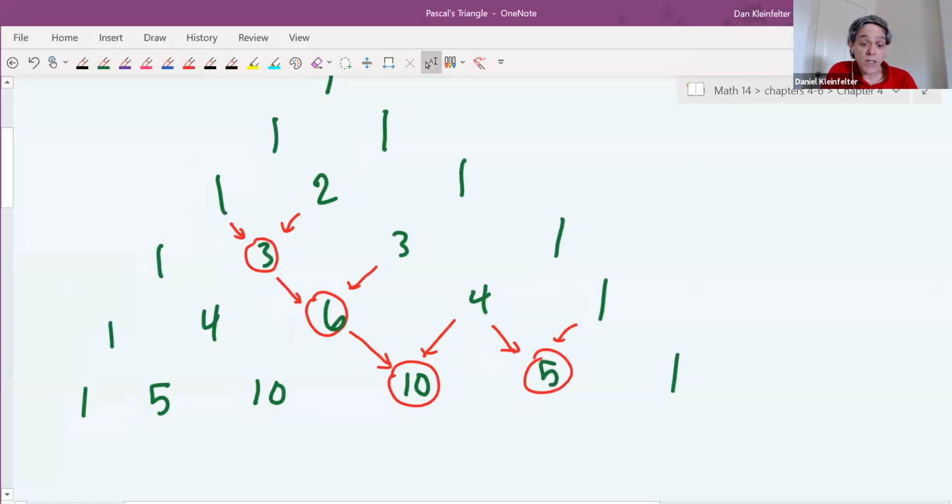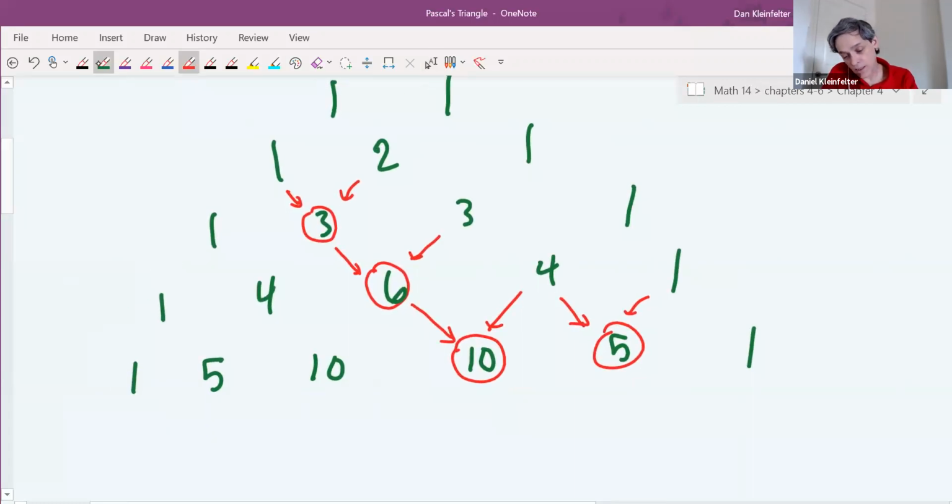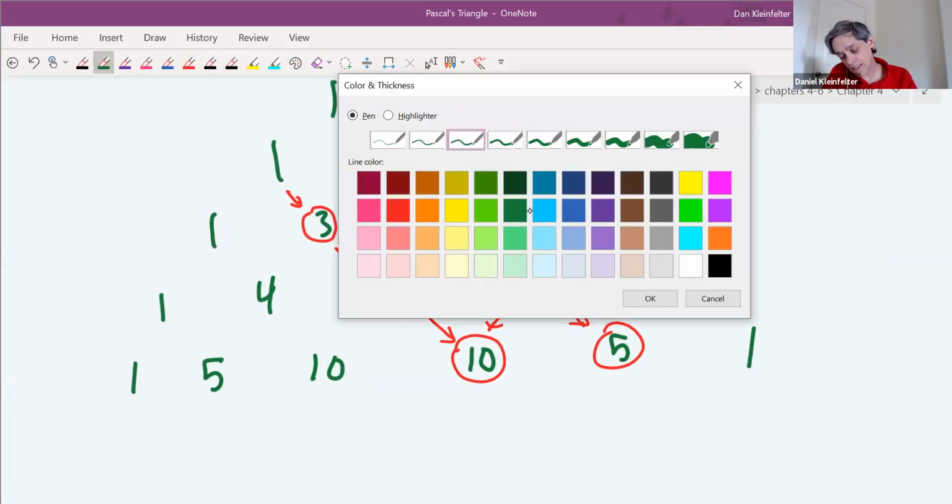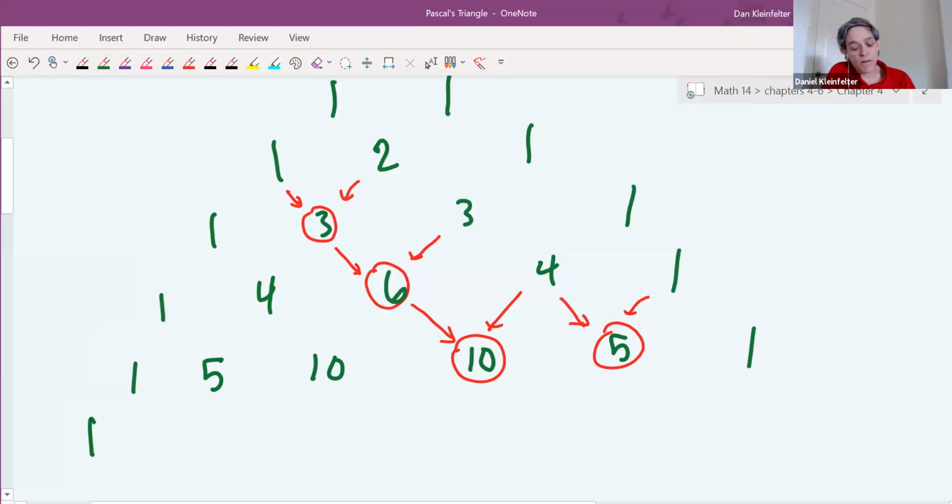So to see how the next row would be constructed, it would go like this. The first entry in each row is a 1. Then 1 plus 5 is 6. 5 plus 10 is 15. 10 plus 10 is 20. Then 10 plus 5 is 15. 5 plus 1 is 6. And then the last entry in each row is a 1.